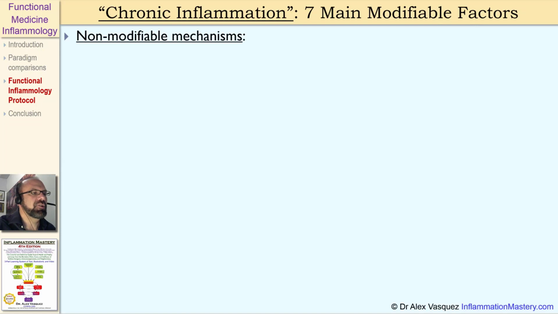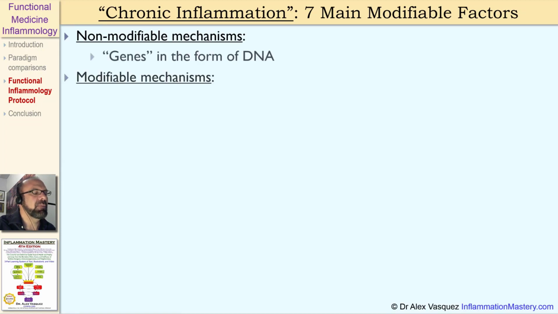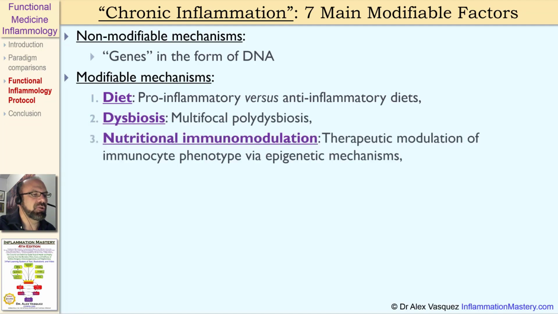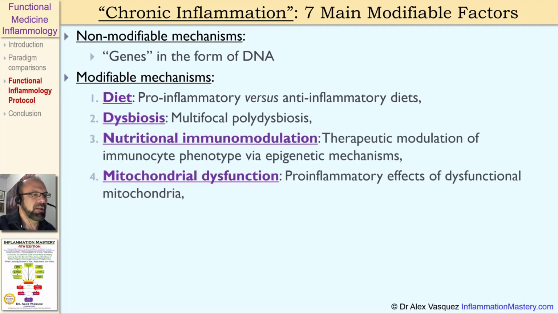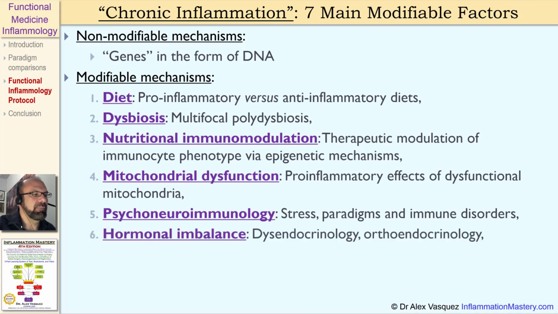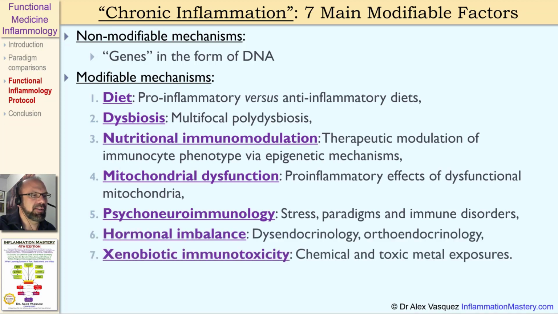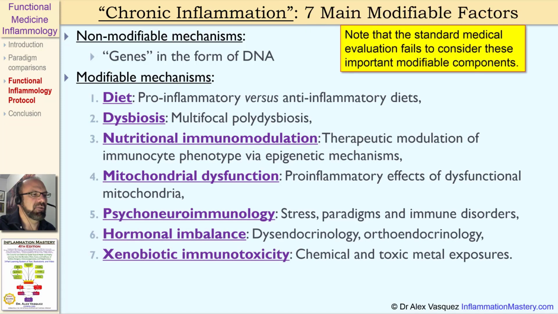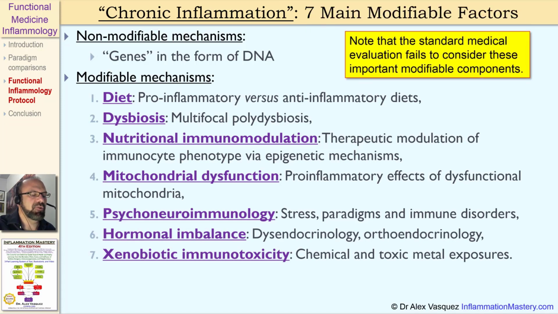Non-modifiable mechanisms include the genes that we've inherited from our parents. The modifiable mechanisms include diet, dysbiosis, nutritional immunomodulation, mitochondrial dysfunction, psychoneuroimmunology, hormonal imbalance, xenobiotic immunotoxicity. So we need to memorize those, and we need to implement those into a clinical strategy that we can use very simply and with great facility so that we can then liberate our mental capacities to focus on other details.